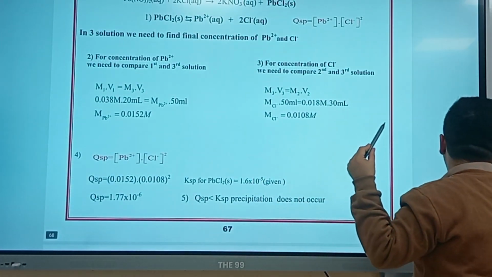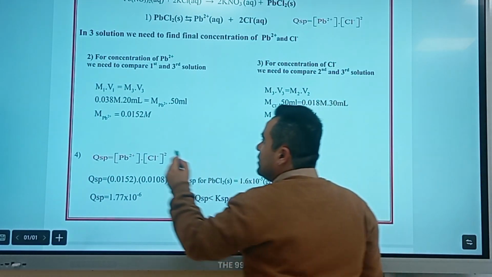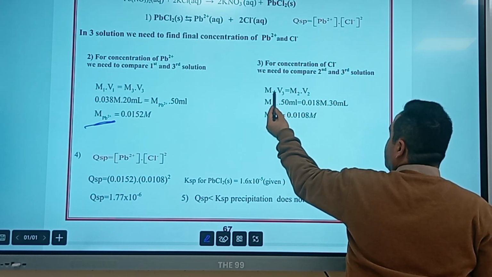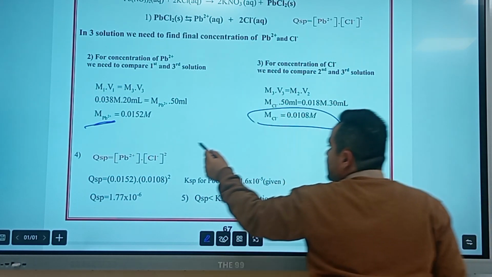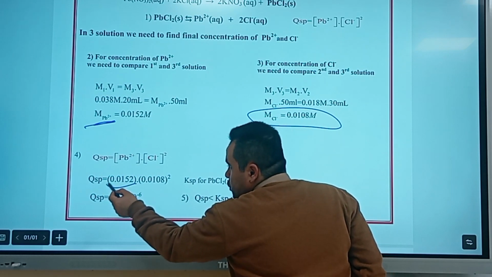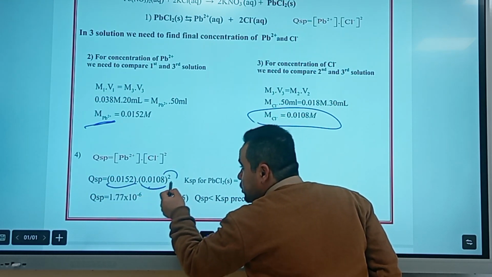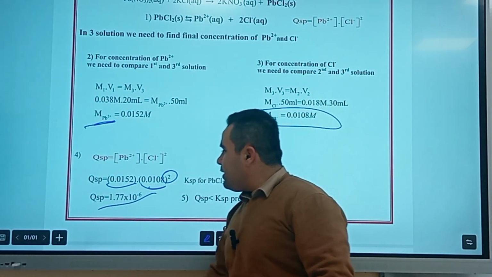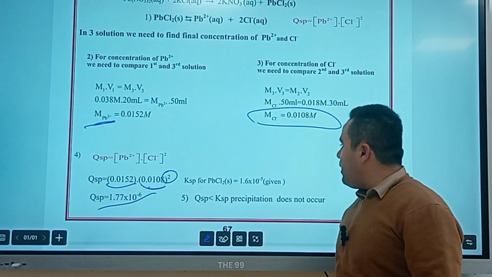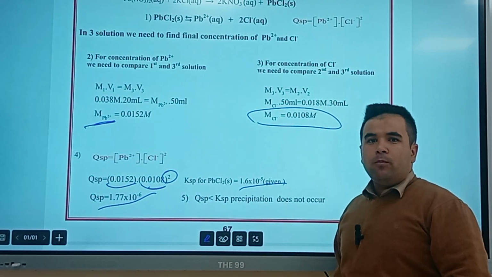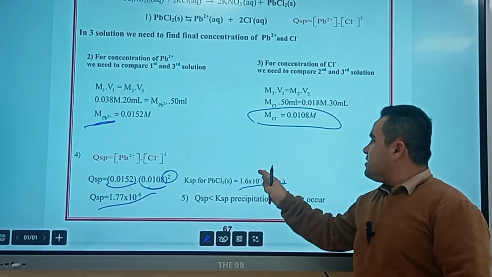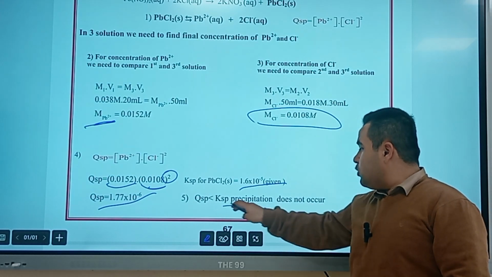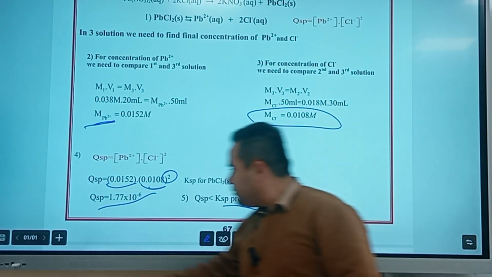So take M1V1, M3V3 to find the molarity of Pb, and M2V2, V3, M3 to find the molarity of Cl. This is the concentration of Pb, and the concentration of Cl, but squared because its coefficient is 2. We calculated QSP or IP, which is 10 to the power minus 6. Here KSP is 10 to the power minus 5. QSP is lower than KSP, so there will not be a precipitate.